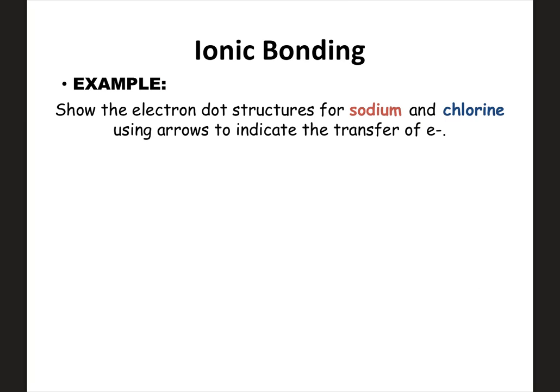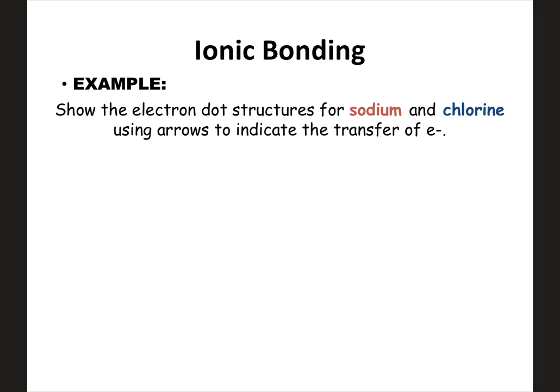As I said, it's easier to do these by jumping right in and doing examples. So we want to show the ionic bond that would take place here for sodium and chlorine, and we're going to show the transfer. I'm going to show you everything you need here to get these right. The first thing you do is write the dot structure for each element. We've done dot structures already earlier in the course.